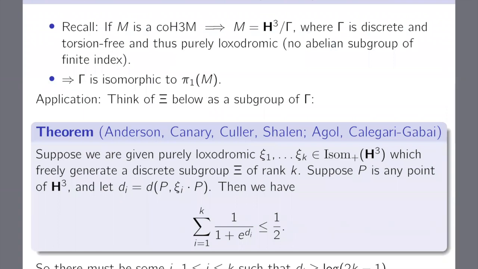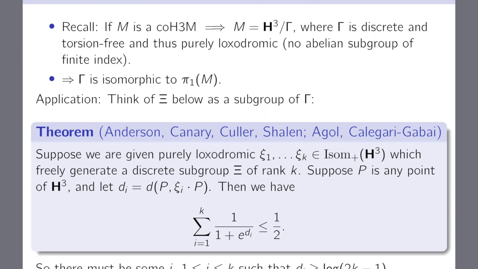All right, so now again, we have our construction. M is a closed orientable hyperbolic 3-manifold. We get it via hyperbolic 3-space quotient by the action of a discrete torsion-free subgroup of the orientation-preserving isometry group. Gamma is isomorphic to pi 1 of M via our construction. So this was a seminal result in quantitative Mostow rigidity. It's called the log(2k minus 1) theorem, and it's due to Anderson, Canary, Culler, and Shalen.